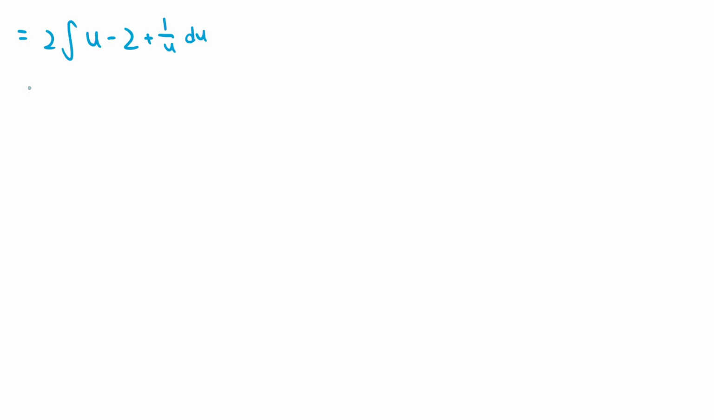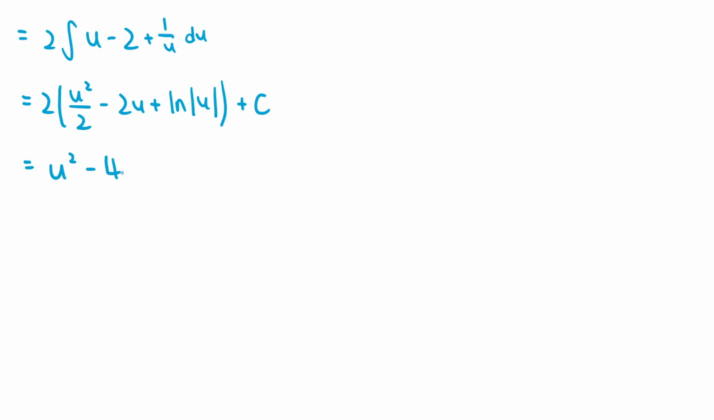If we integrate term by term, the integral of u is u squared over 2, the integral of negative 2 is negative 2u, and the integral of 1 over u is ln of the absolute value of u. And all of this is multiplied by the constant of 2 in front of the integral. And of course, we also have to add the constant of integration c. If we distribute the 2 into the parentheses, we end up with u squared minus 4u plus 2 ln of the absolute value of u, and we still have the plus c at the end.